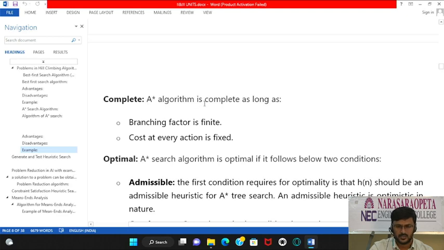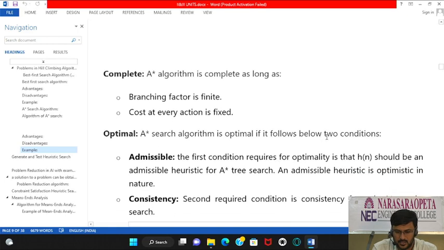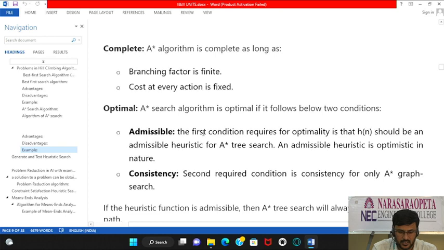A search algorithm is complete as long as the branching factor is finite and can be passed into actions. Next, optimality. A search algorithm is optimal if it satisfies the following two conditions. So what are the conditions? Admissibility and consistency. So what is admissible? The first condition required for optimality is that h(n) should be an admissible heuristic for A* search.